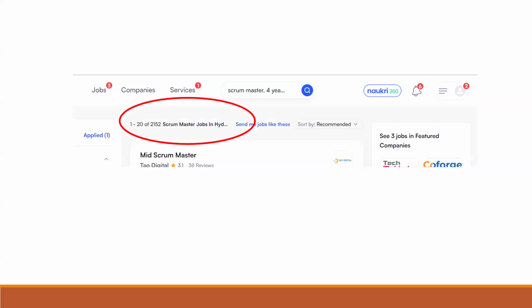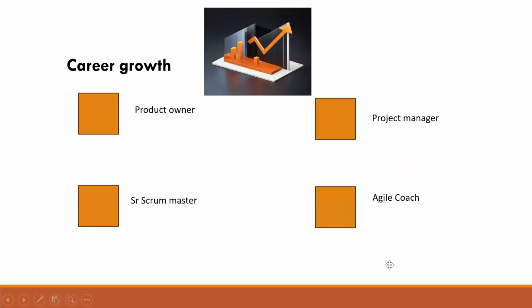Then you may expect from us how the career growth is going to be once you become a Scrum Master, because you won't stop there, right? What happens next? What can you do after that?